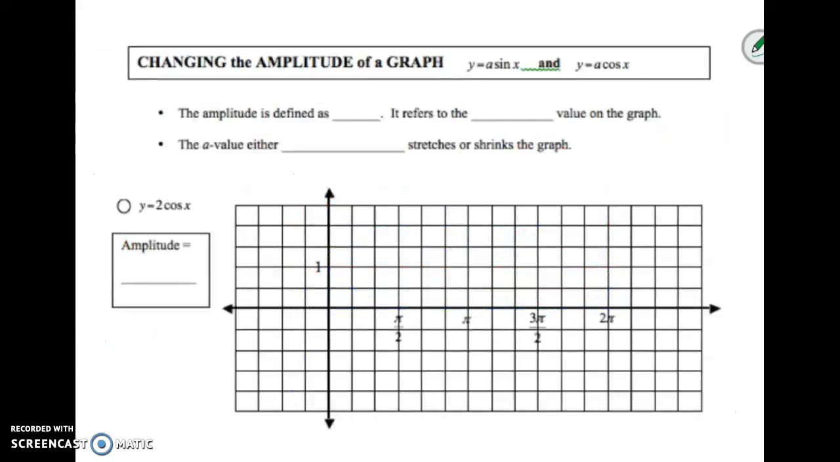The last thing we're going to talk about is changing the amplitude of the graph. That's that A number that you see in front of the function. The amplitude is defined as the absolute value of A. It refers to the largest value on the graph, and we will talk a lot about that as we go on. The A value either vertically stretches or shrinks the graph.